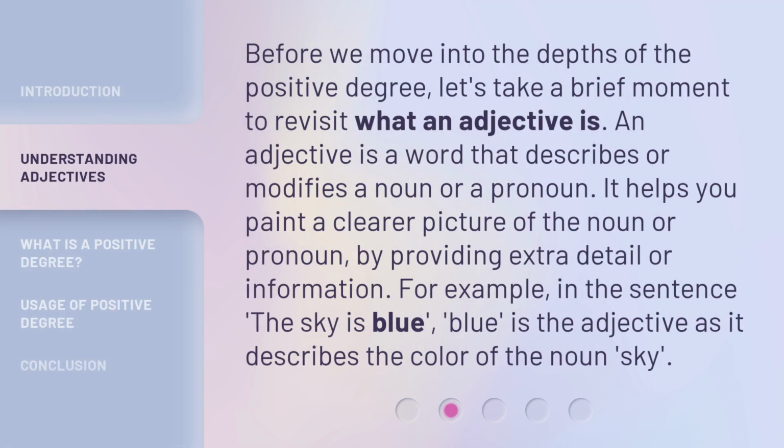Before we move into the depths of the positive degree, let's take a brief moment to revisit what an adjective is. An adjective is a word that describes or modifies a noun or a pronoun. It helps you paint a clearer picture of the noun or pronoun by providing extra detail or information. For example, in the sentence, "The sky is blue," blue is the adjective as it describes the color of the noun, sky.